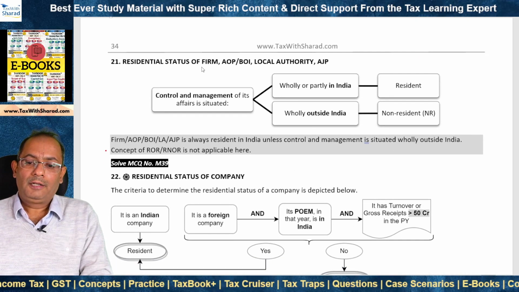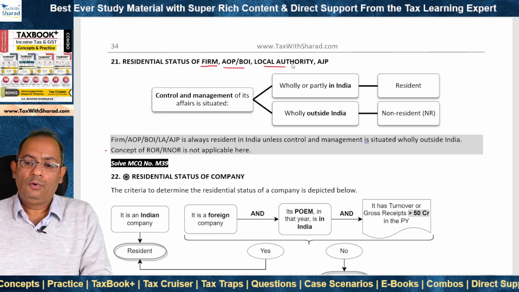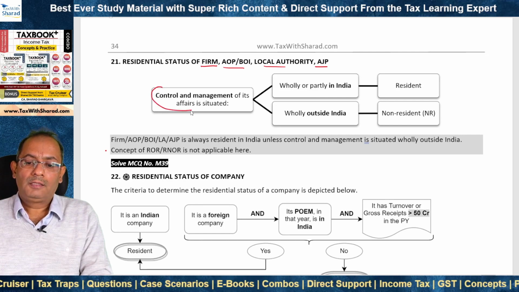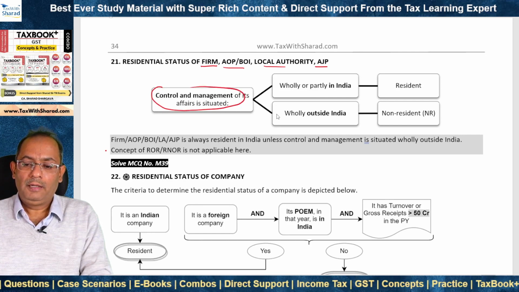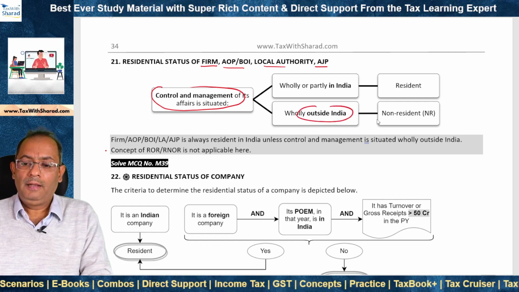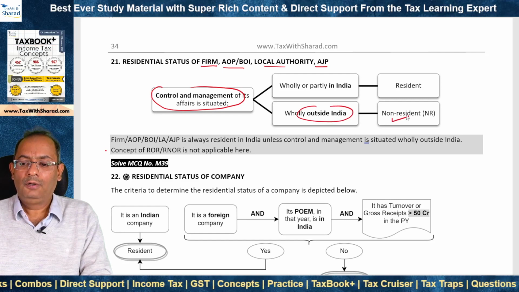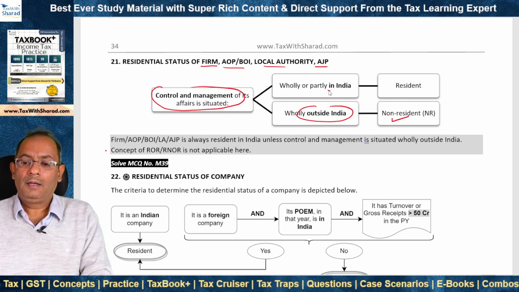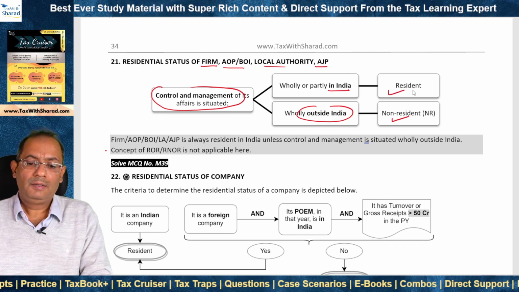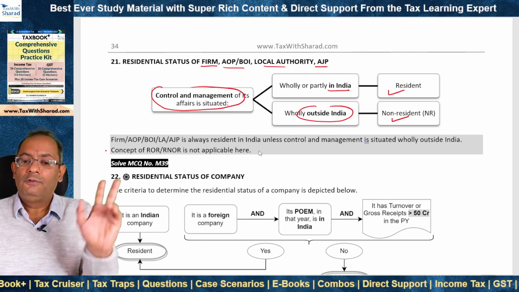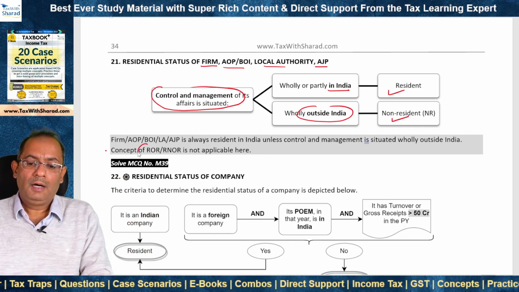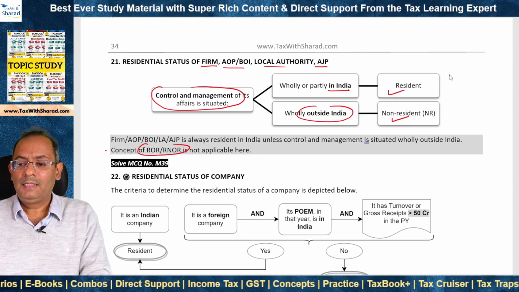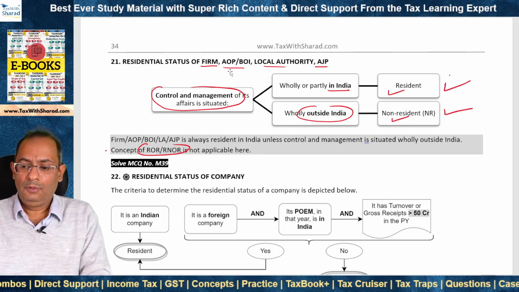What about the residential status of firm, AOP, BOI, local authority and artificial juridical person? We again need to check where the control and management of the affairs is situated. If it is situated wholly outside India, then the residential status is that of a non-resident. Else, that means when the control and management is wholly or partly in India, the residential status is that of a resident. And except for individual and HUF, the concept of ROR and RNOR is not applicable. So in this case, the person can either be a resident or a non-resident.